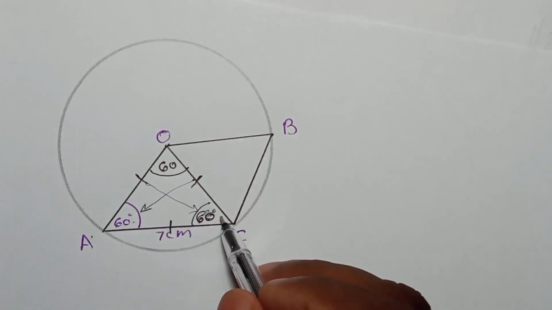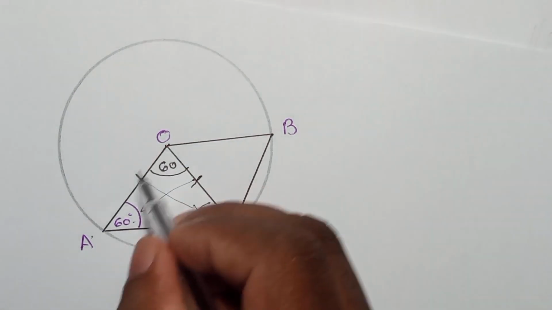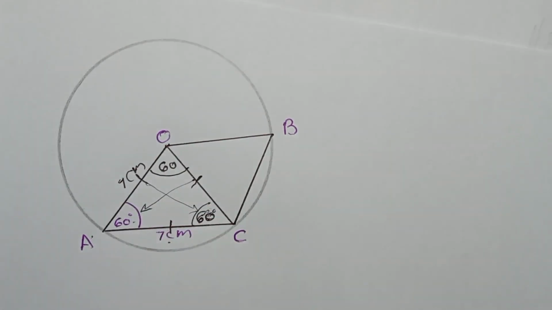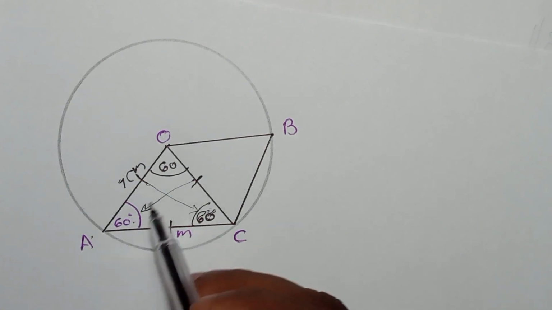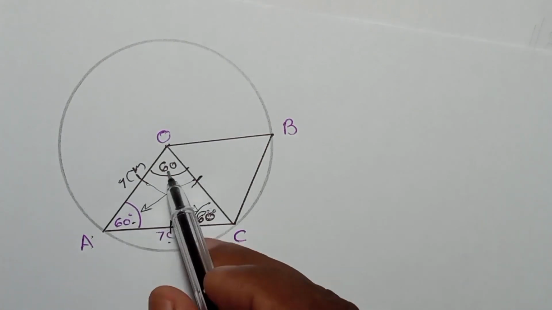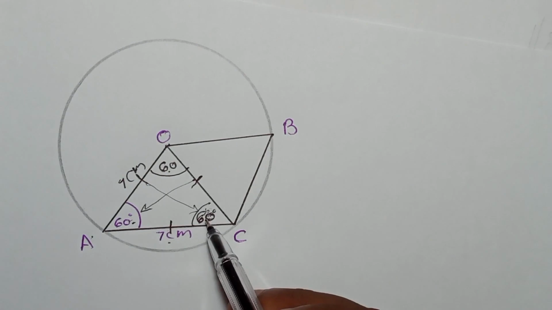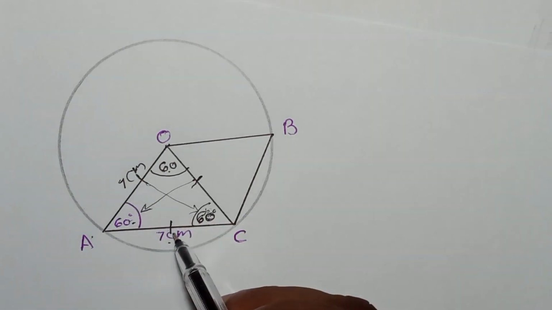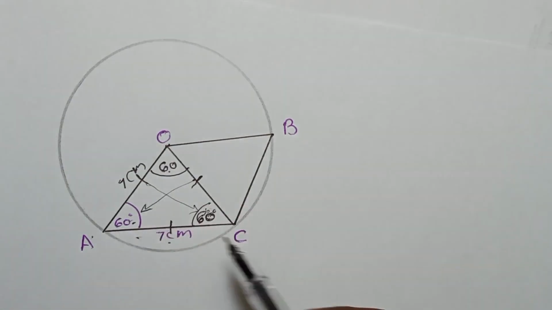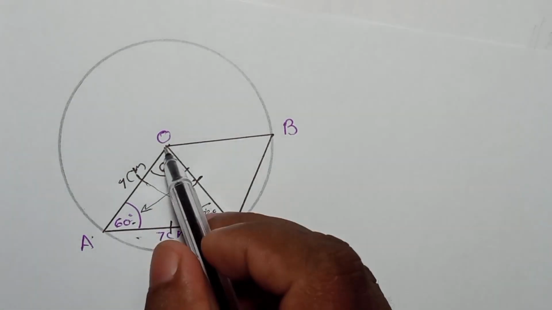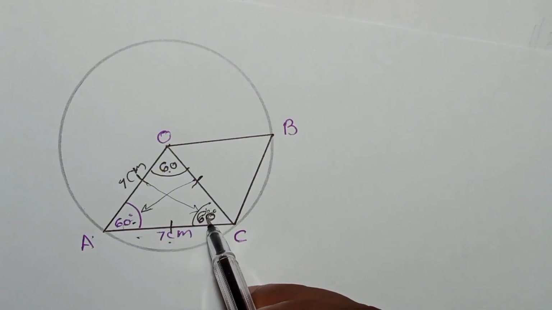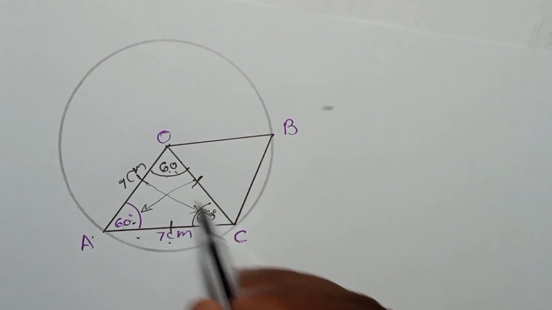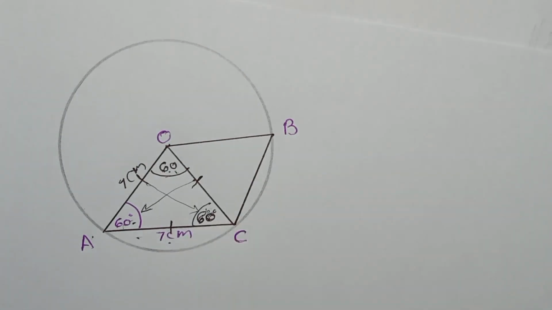All three sides are equal. That means if this is 7, this also is 7. That means the radius of this circle is 7 centimeters. Try to understand it: because all three angles are 60, it's an equilateral triangle. Equilateral triangle means all sides are equal. So if this is 7, this also should be 7. But first we need to check this equal to this, and then the size of this. So if this is also 60, then this is an equilateral triangle.